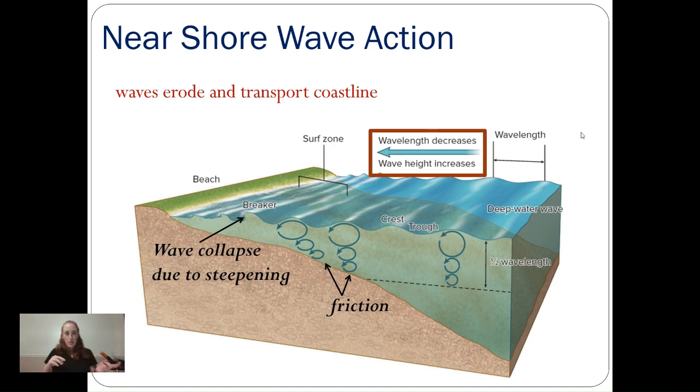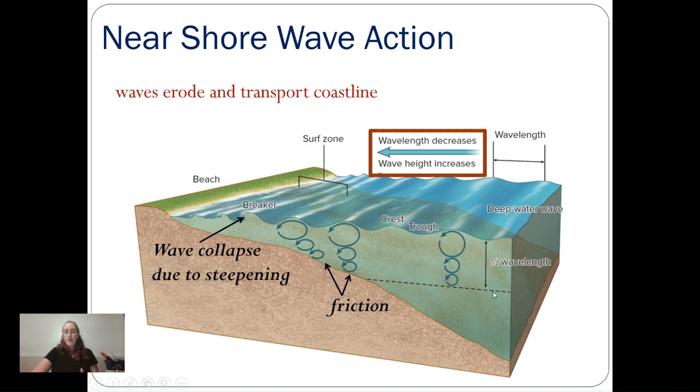Switching to near shore, so that was the open ocean. We're just going to talk very briefly about the near shore. As waves get closer to the shore, the height of the wave will increase. The wave will get taller and then they kind of scrunch up. If they were originally, let's say, 1,000 feet apart, they're going to get closer and closer together. And that's usually due to friction.